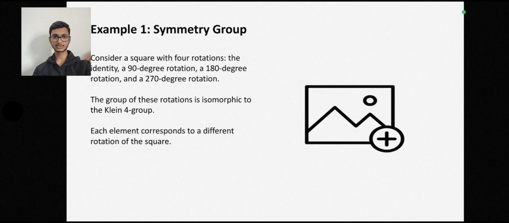Example 1, that is symmetry group. Consider a square with 4 rotations: the identity, the 90-degree rotation, a 180-degree rotation, and a 270-degree rotation. The group of these rotations is isomorphic to the Klein 4 group. Each element corresponds to a different rotation of the square. This is basically our example 1, which shows symmetry group.